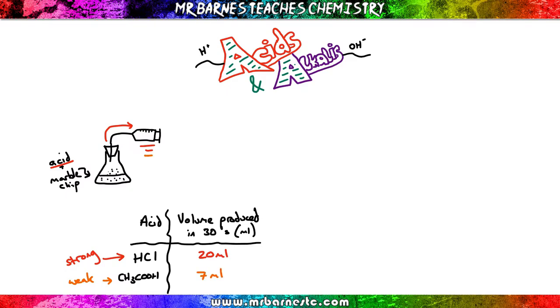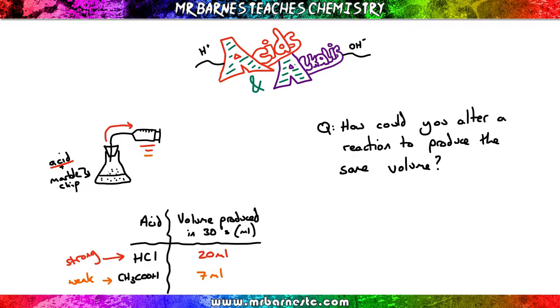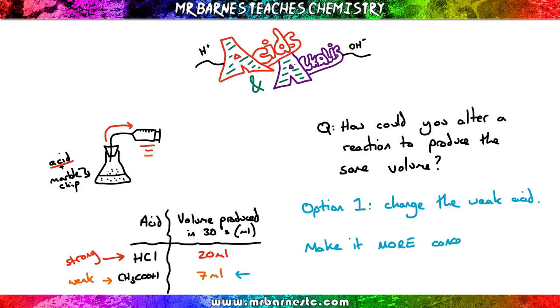And then they'll turn around and give you a question saying something like, how could you alter a reaction to produce the same volume of gas? And there are two options, two ways you can do it. First option being, change your weak acid. So what we do is we take that and we make it more concentrated. You can do that by evaporating off some of the water. You don't need to go into the specifics. Just say, make it more concentrated. If you do that, there are going to be more H plus ions. It's going to react faster. Therefore, it's going to produce more volume in the same amount of time.